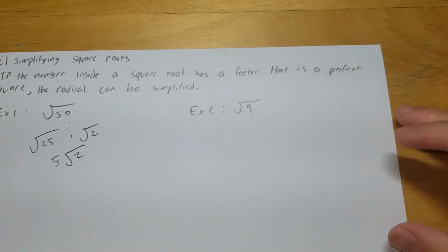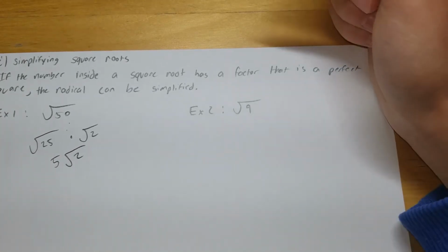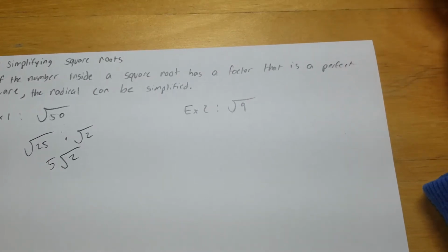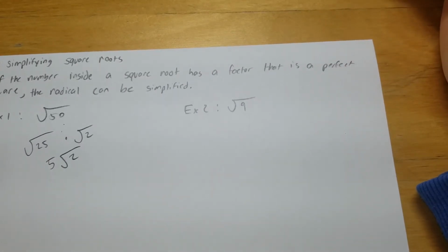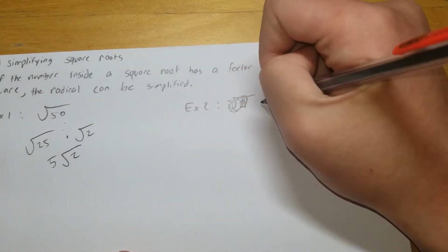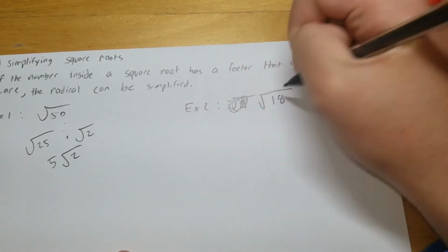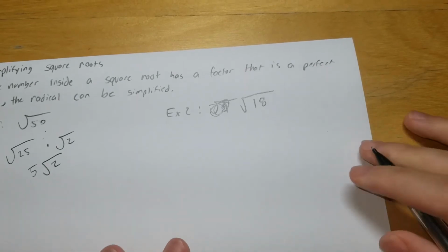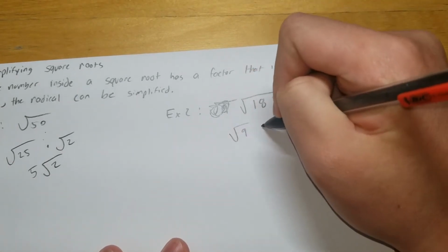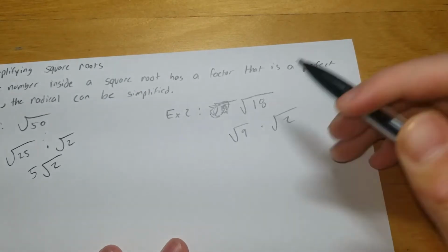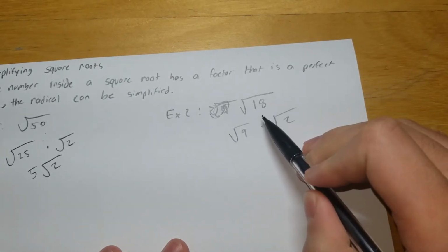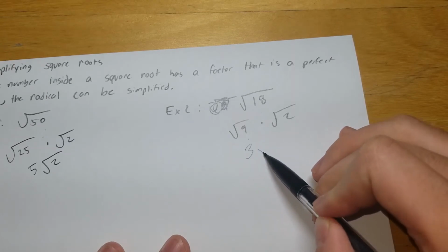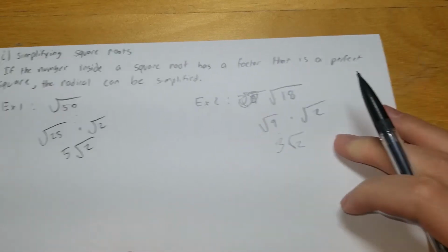And then we've got example 2. Radical 9, what would be the final answer for that? Oh, sorry, this would be radical 18. Radical 18, you would split up into radical 9 times radical 2, as a factor of 18 would be 9. And since 9 is a perfect square, it becomes 3 radical 2.